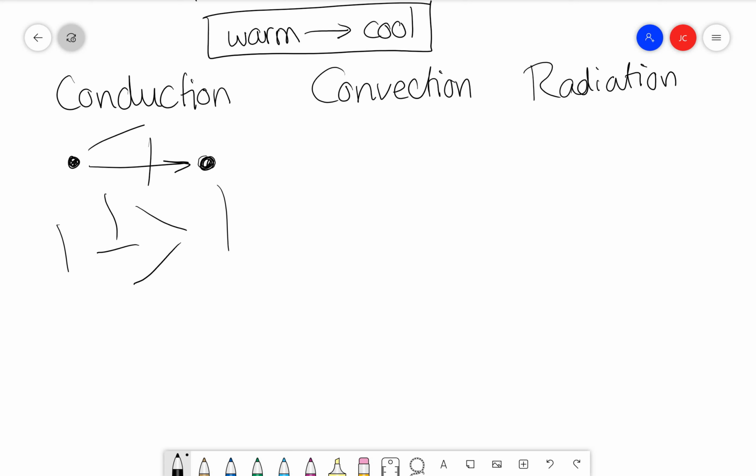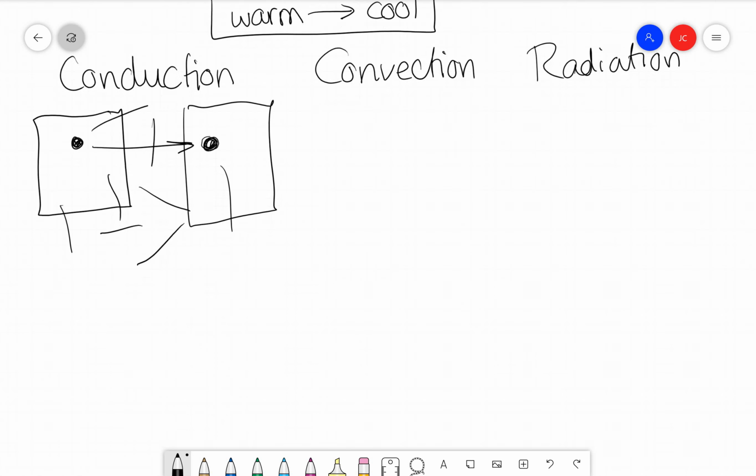So what you've just done is you've taken a high-speed particle, hit it into a slow-speed particle, and that lower-speed particle is now a higher-speed particle. So you've overall increased the kinetic energy of that second particle. And that is a transfer of heat, because higher speed is higher heat, if you remember from our last video. So here is your warm substance, and here is your cool substance, and that cool substance has gained heat from the warm substance.